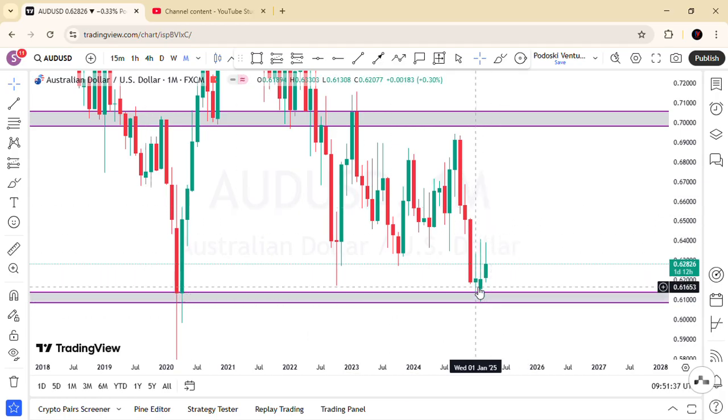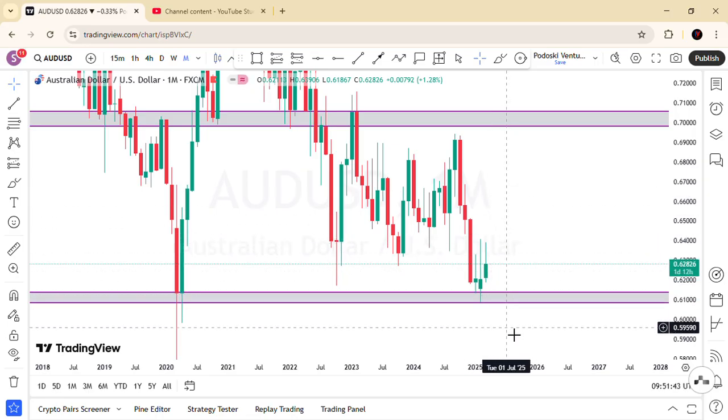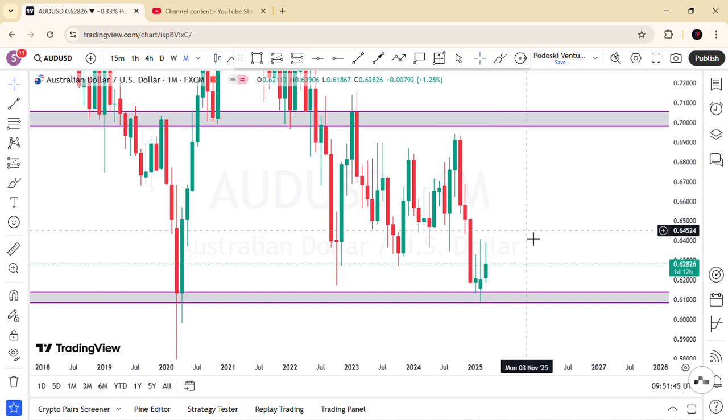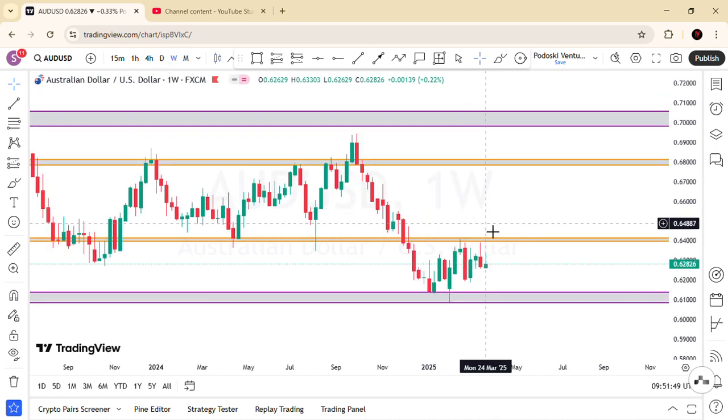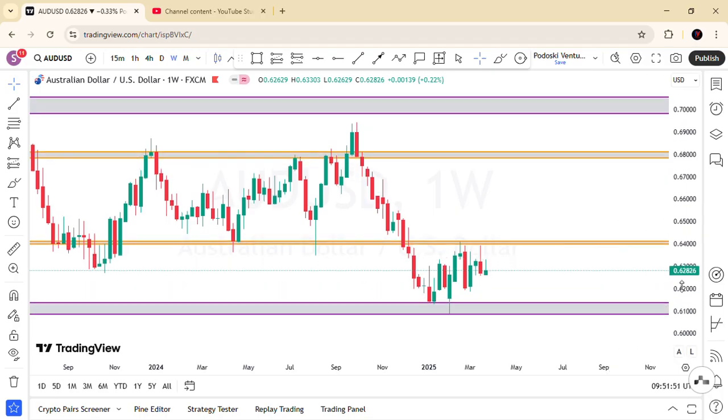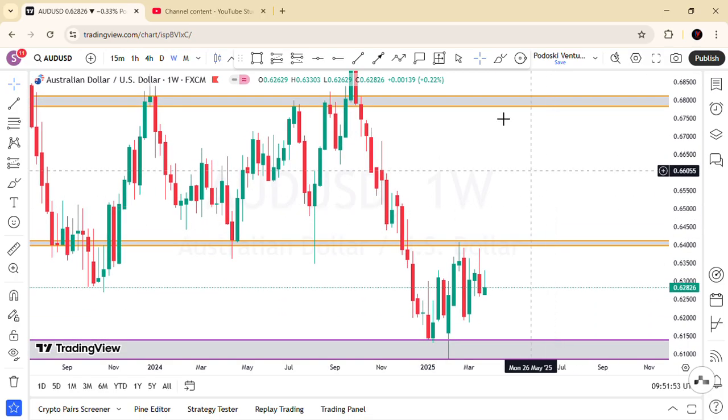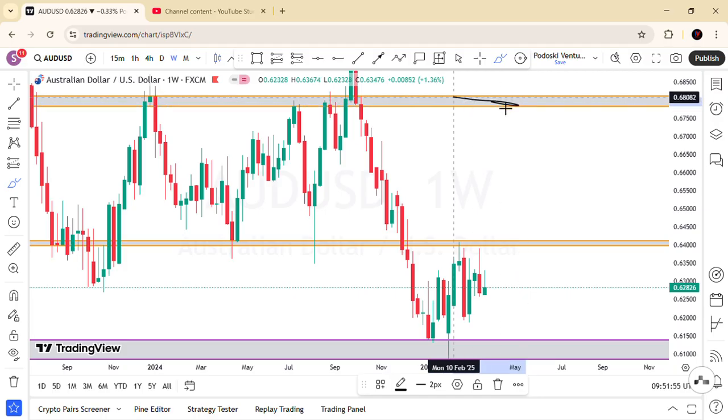Will price continue going up, or will it reverse and break the demand zone? Let's go to the lower time frames and find out. Here we are on the weekly time frame. On the weekly time frame, I have my weekly upper zone here and my weekly lower zone here.